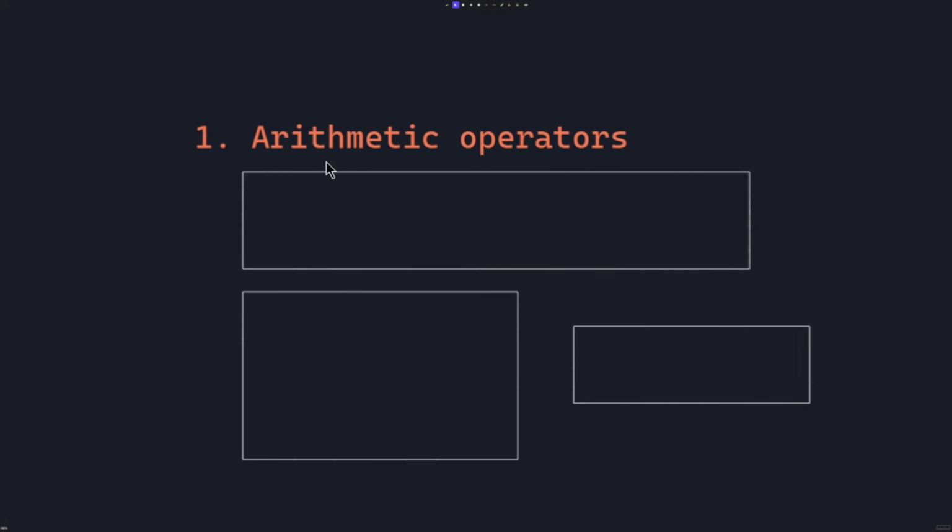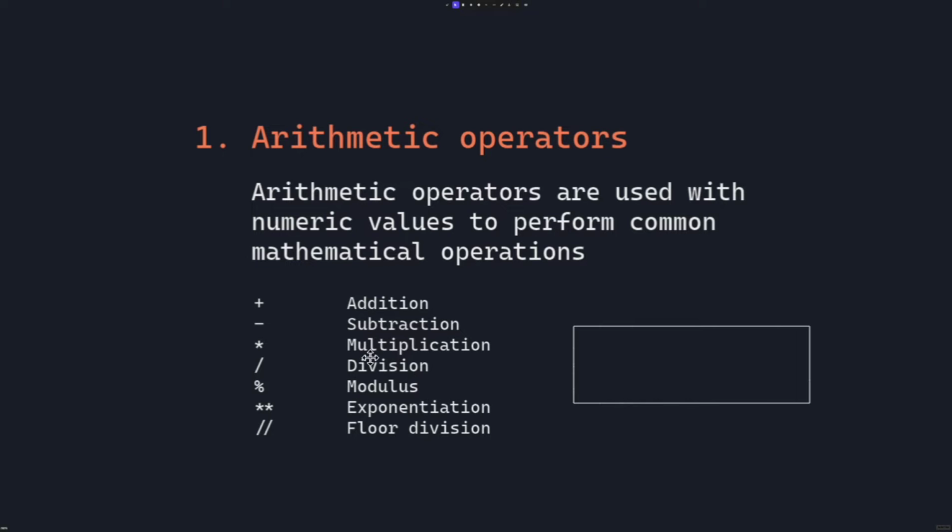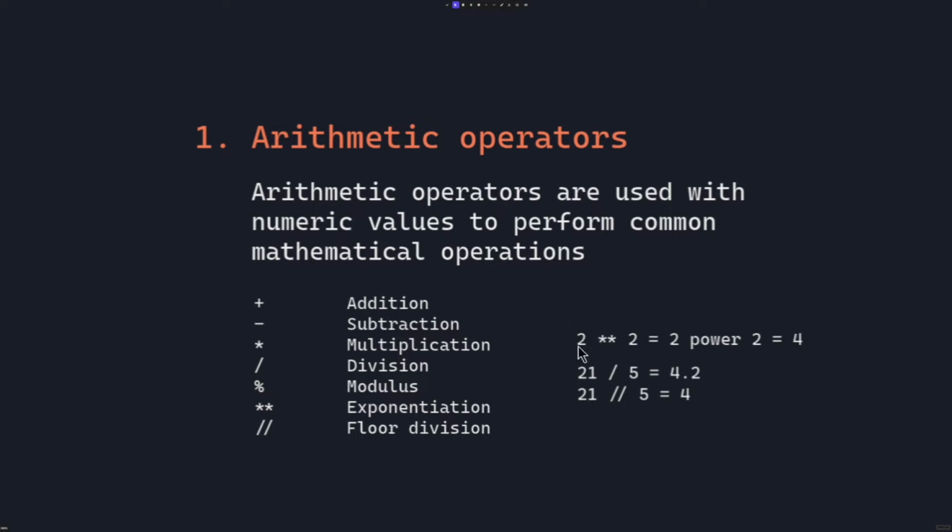We have arithmetic operators. The arithmetic operators are used with numeric values to perform common mathematical operations. So here you can find the examples, like the types: addition, subtraction, multiplication, division, modulus, exponentiation and floor division. So here are the basic things. You know all these through basic maths, but we have examples of a few here.